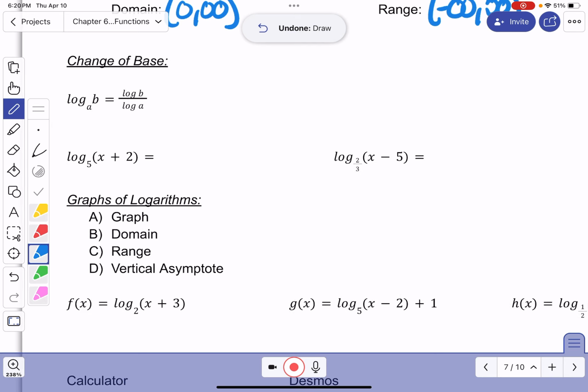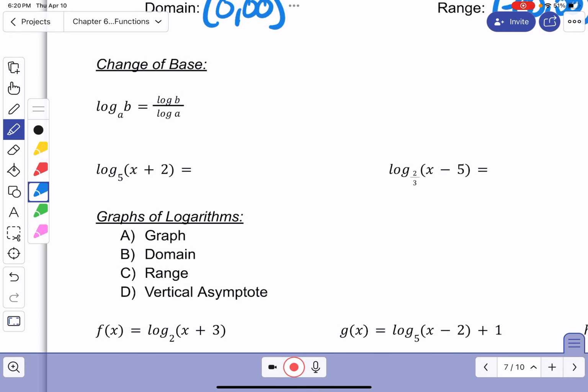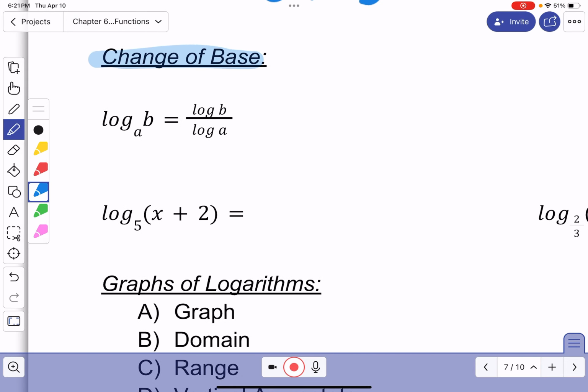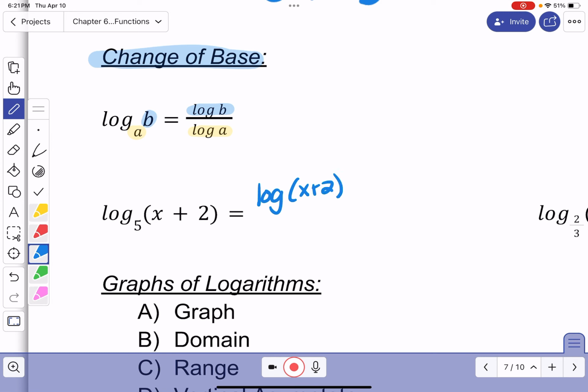Now, one of the properties that is very helpful is the change of base rule. We can give you any base in a problem, but you can only type base 10 in the calculator. So to change it to base 10, you rewrite this as log of the argument over log of the base. You can change it into any base, but it's helpful to put it in base 10. So if I rewrote this one, I would do log of the argument over log of the base.